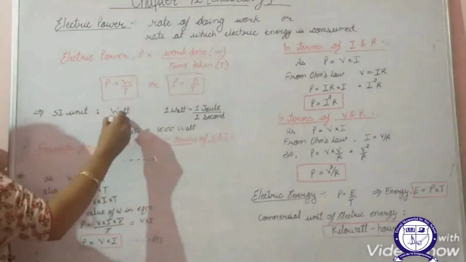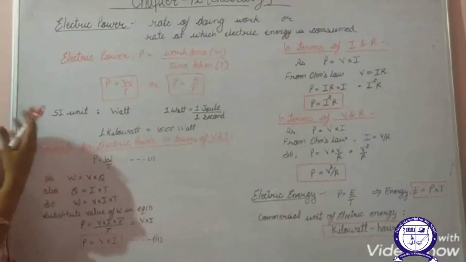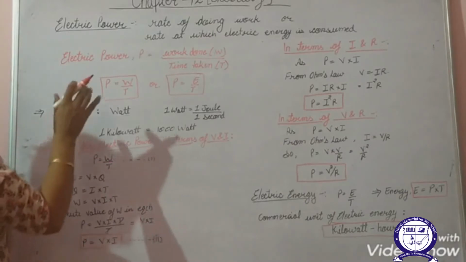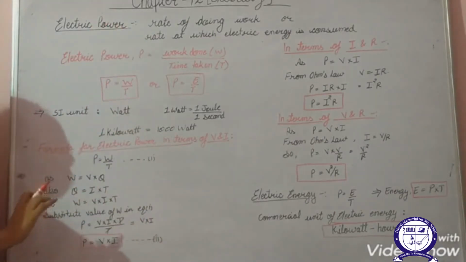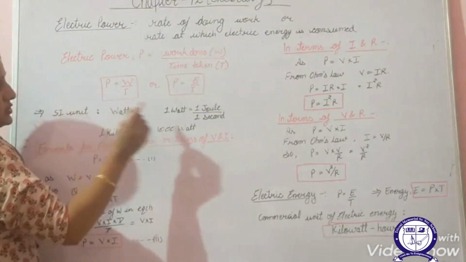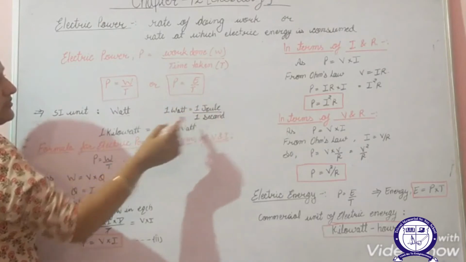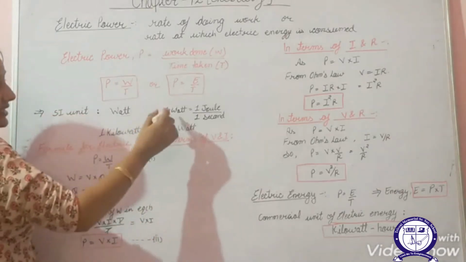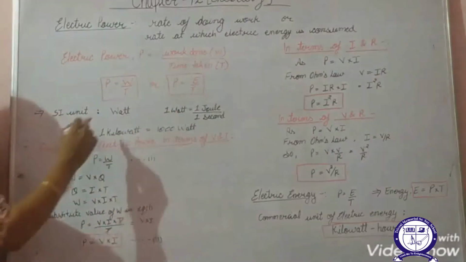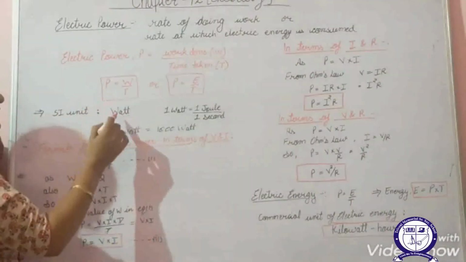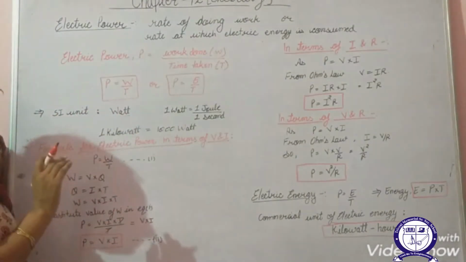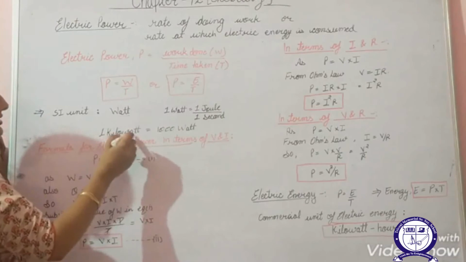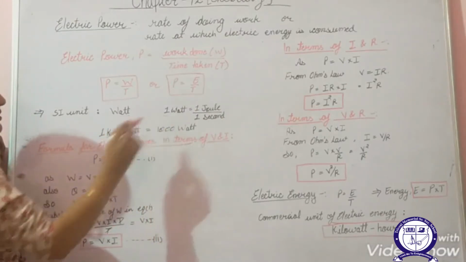Next is the SI unit. The SI unit for electric power is watt. We generally say that I purchased a bulb of 100 watt. That 100 watt is the electric power of that particular bulb. Now we can represent watt also, that 1 watt is equal to 1 joule divided by 1 second. That means when 1 joule of work is done in 1 second, then electric power is said to be 1 watt. This is the smaller unit. For commercial purposes, we basically use the bigger unit of power, that is kilowatt. Now 1 kilowatt is equal to 1000 watt.